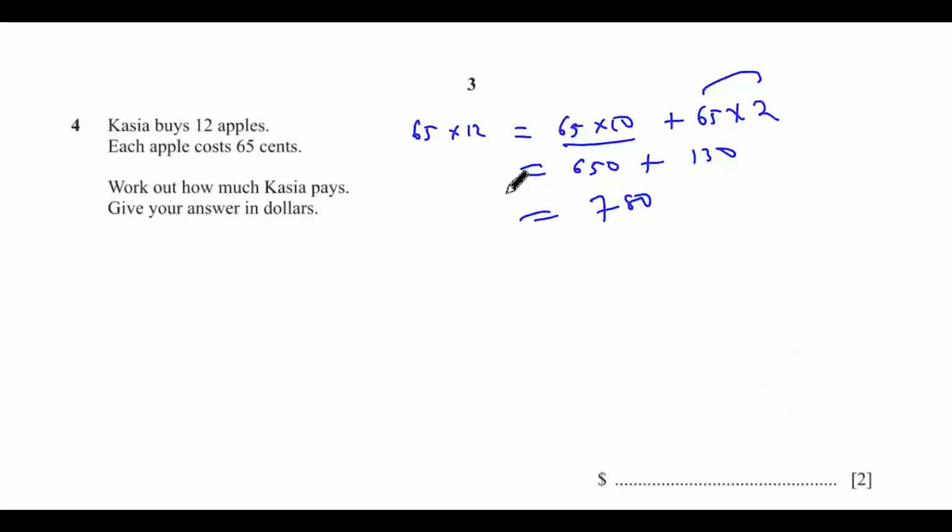But we are asked to give the answer in dollars. We know that 100 cents make $1. So since we have 780 cents, we just divide by 100. That means we move from here like this, 1 and 2. So this will be $7.8.